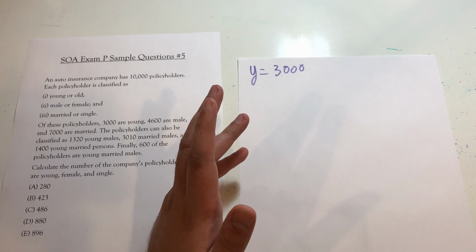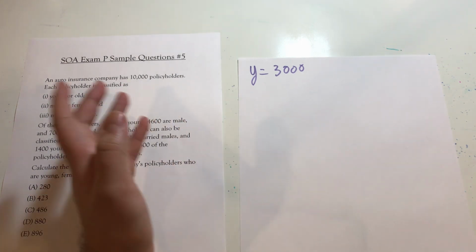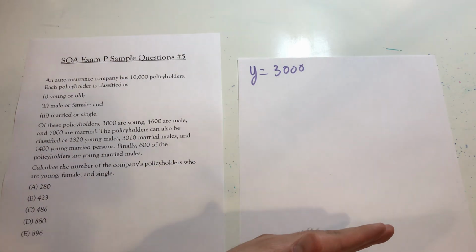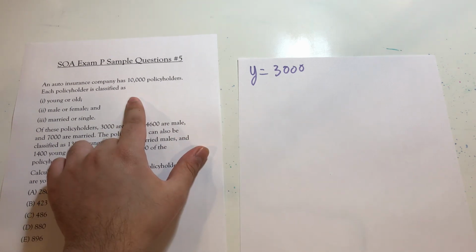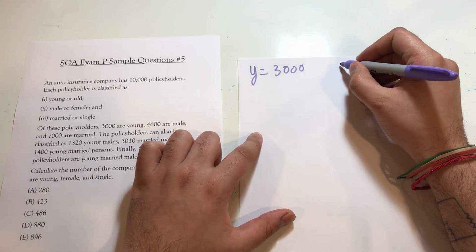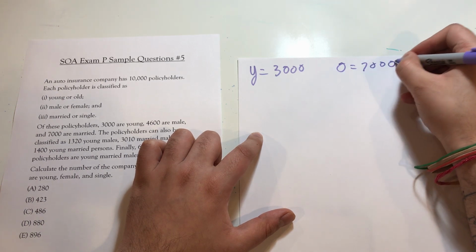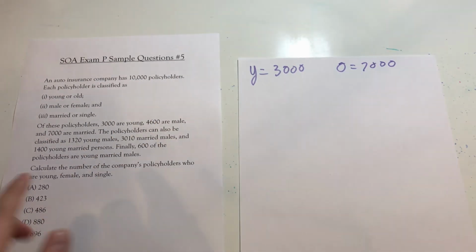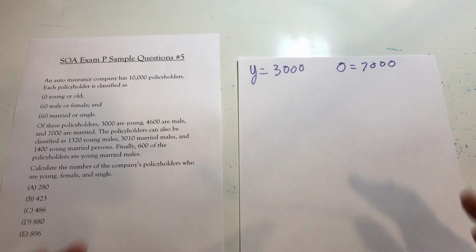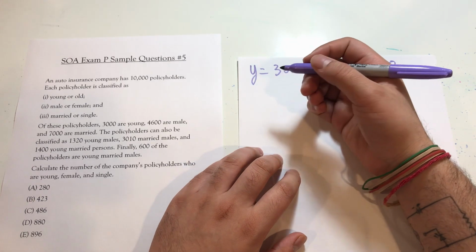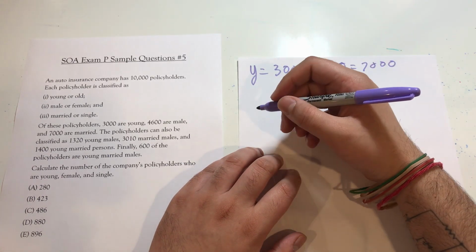Like I mentioned before, if you're not young, you must fall into the category of old. Since there's a total of 10,000 policyholders, that means 7,000 of them must be old. So each of those pieces of information doesn't give us one, but gives us two things that we know about all our policyholders, rather than just the one they're explicitly stating.